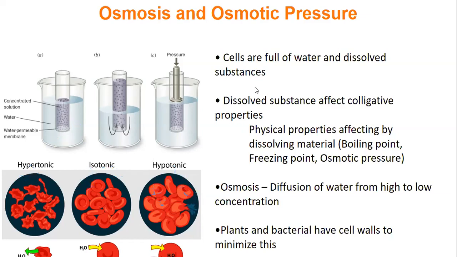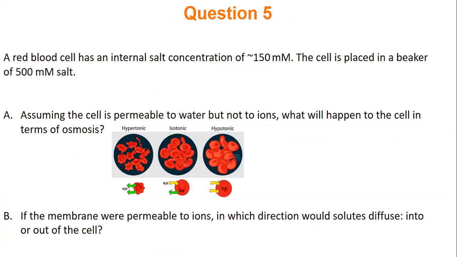All right. So just to make sure we understand this, I have a last question for you. So we have red blood cells. The red blood cells have an internal salt concentration of 150 millimolar. I take these cells and I put them in a beaker of 500 millimolar salt. So A says, if I'm permeable to water but not to ions, what happens in terms of osmosis?